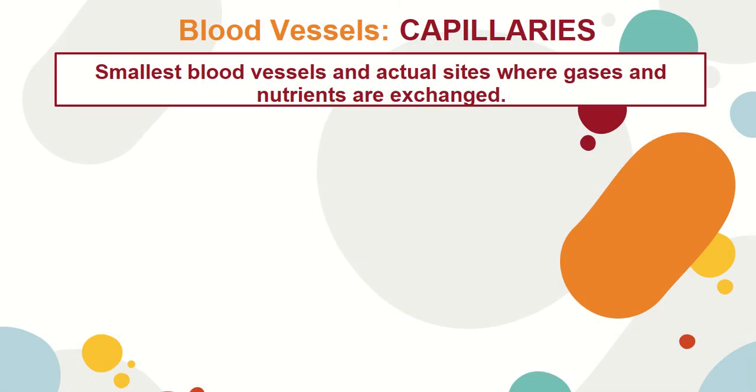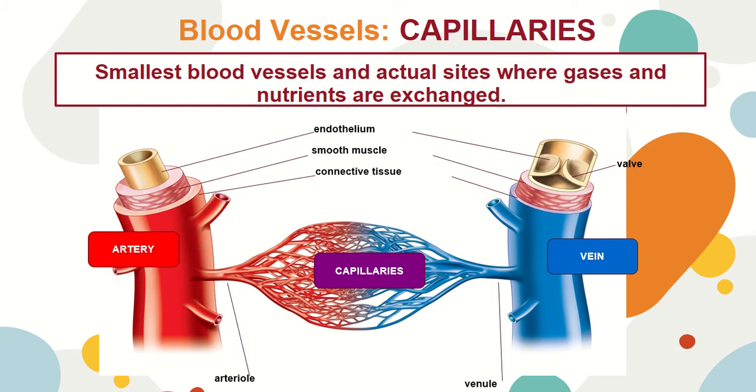Next, capillaries are the smallest blood vessels and the actual sites where gases and nutrients are exchanged. About 5% of the blood in the circulatory system can be found in capillaries. They are thin-walled, narrow, and the smallest blood vessels, connecting the arterioles and the venules.